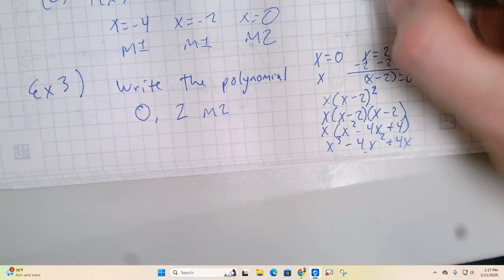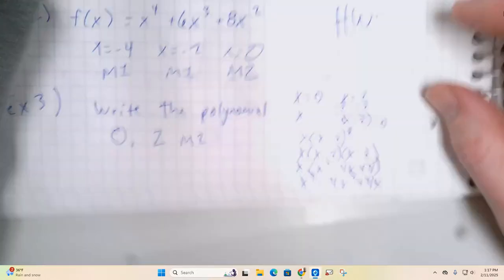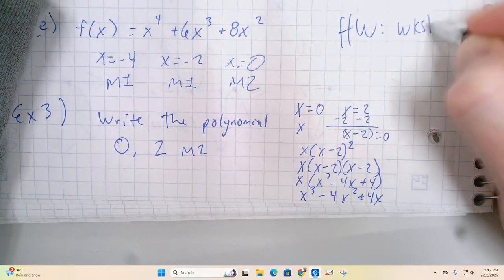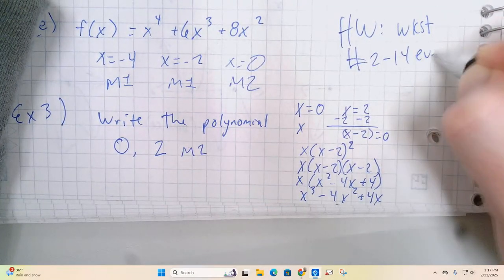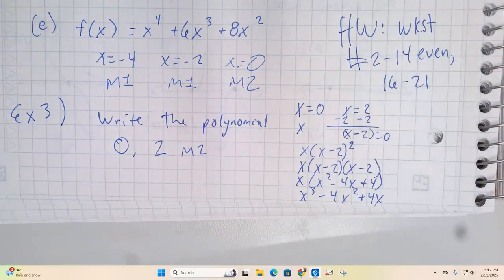The homework is going to be the worksheet that I attached on Google Classroom. The numbers that you're going to do are 2 through 14 even and 16 through 21. Let me know what questions you have.